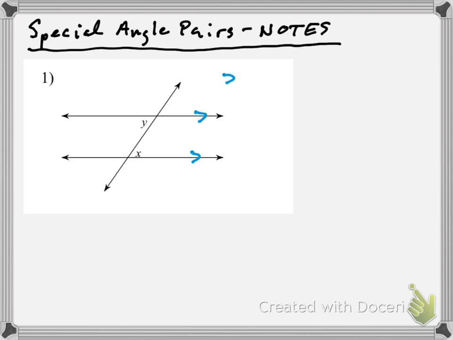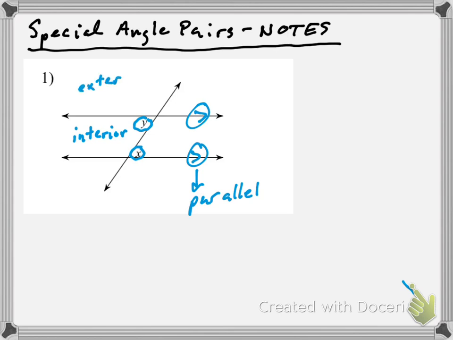Okay, so the arrows mean parallel. If I look at these 2 angles, Y and X, both angles are on the interior of the 2 lines. That means that outside the 2 lines is the exterior.